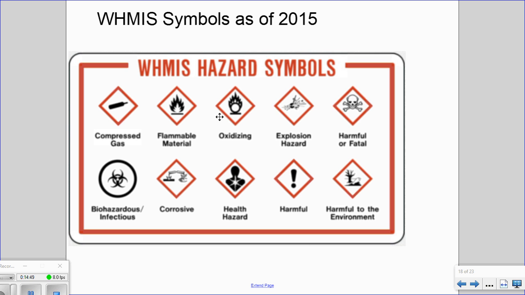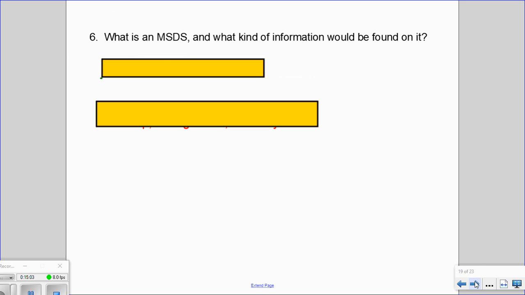So depending on how old the chemicals are in your workplace, you may see old symbols, but as newer chemicals are ordered and stored, they should contain these newer symbols as well. The last question here to work on at some later date is: what is an MSDS and what kind of information would be found on it?